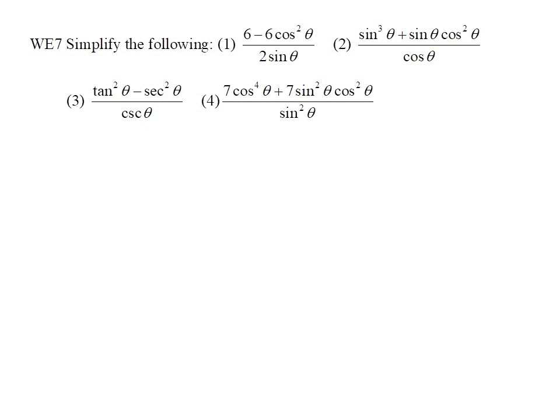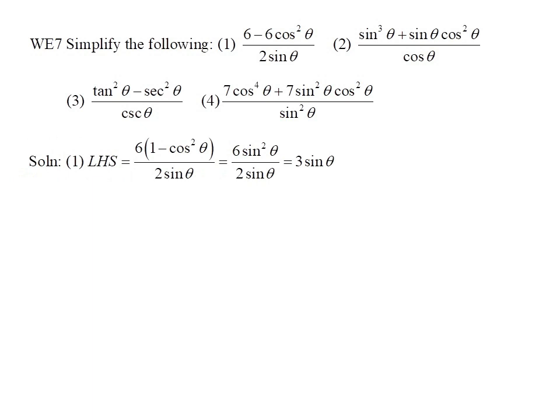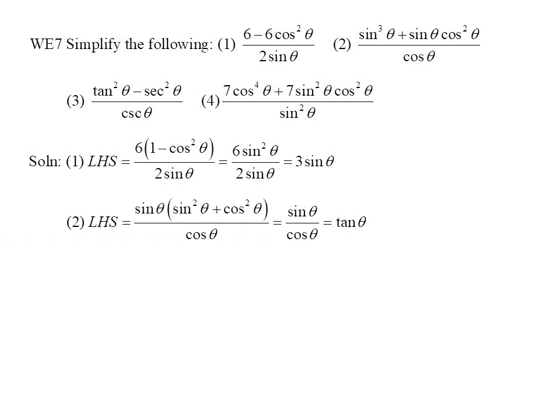Example 7 is to simplify 4 trigonometry expressions. As for the first one, the expression equals the ratio of 6 sine squared theta to 2 sine theta, which equals 3 sine theta. As for the second expression, we take the common factor sine theta from the numerator, and it becomes sine theta times sine squared theta plus cosine squared theta, in parentheses, which equals sine theta. So the second expression equals sine theta over cosine theta, which is tangent theta.